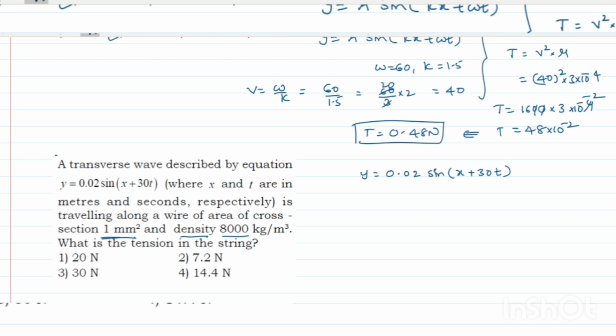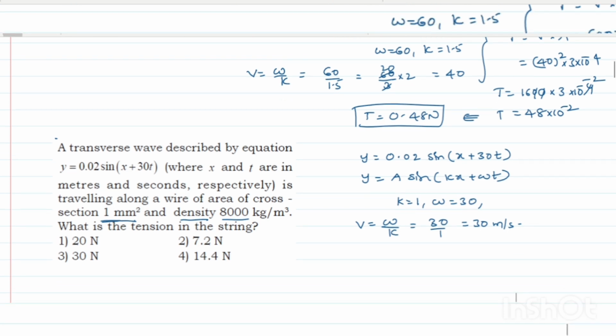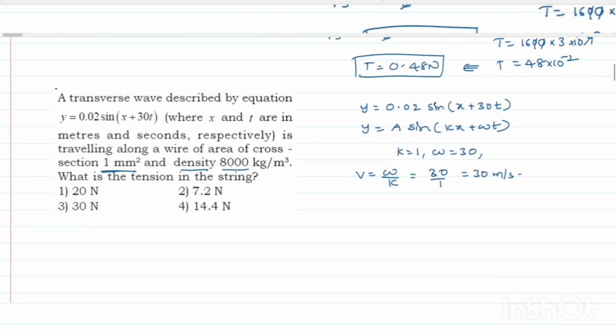Now here it is in the form of y equals A sine (kx plus omega t), the general equation of the wave, where k equals 1 and omega equals 30. Then the velocity of the wave formula is v equals omega by k, which is 30 by 1, nothing but 30 meter per second. Now the velocity of the transverse wave formula is v equals root over T by mu.